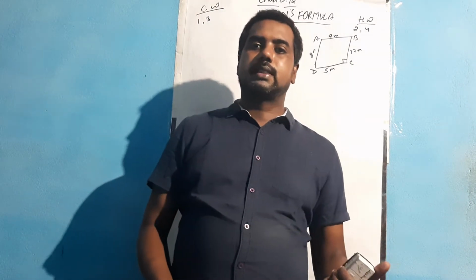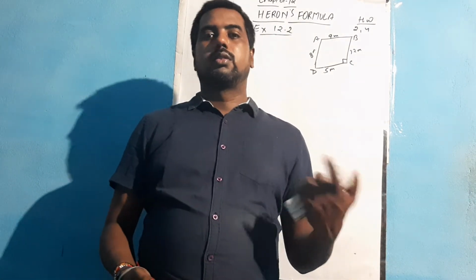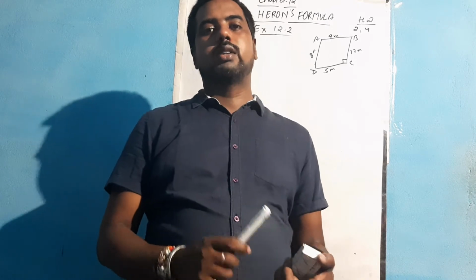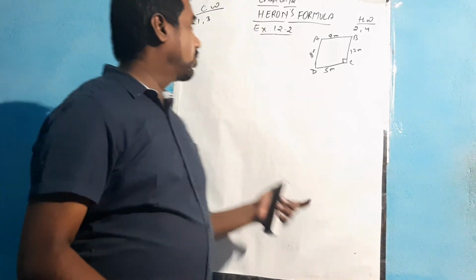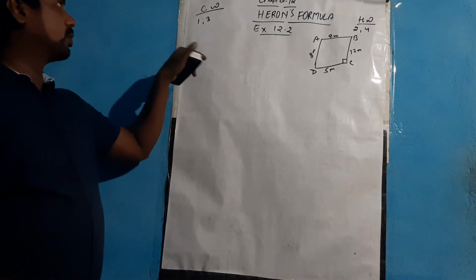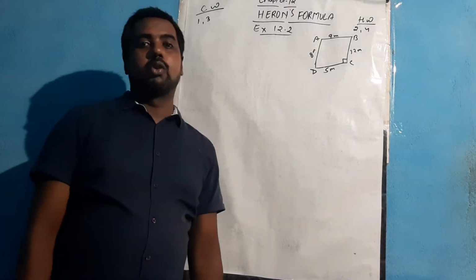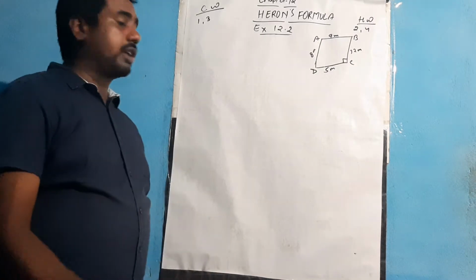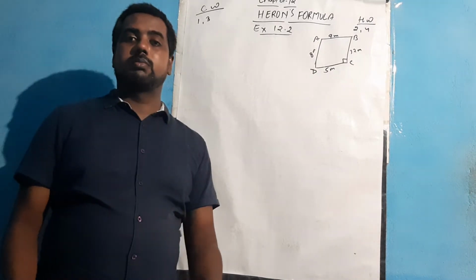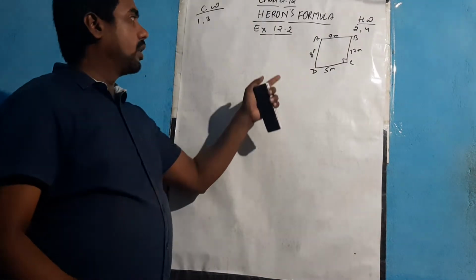As you have seen in the last exercise, we used Heron's formula to solve questions number 1, 2 and 5. So I will continue again with exercise 12.2. Today I will solve questions number 1 and 3, and questions number 2 and 4 will be homework for you. Try to solve them. If there is any problem, then ask the subject teacher.